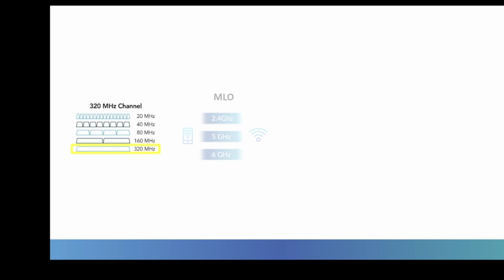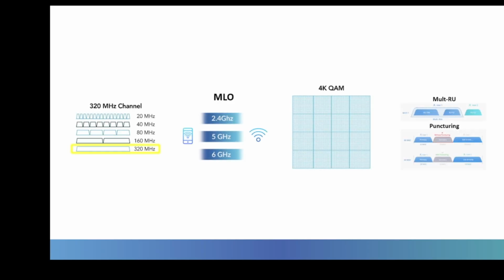To wrap up our look at Wi-Fi 7, let's recap. Wi-Fi 7 brings a suite of powerful new features designed to supercharge wireless performance. 320 MHz ultra-wide channels for massive throughput. Multi-link operation for increased speed, reliability, and reduced latency. 4K QAM for higher data rates in clean environments. And multi-RU with preamble puncturing to make smarter use of spectrum in congested spaces. These features don't work in isolation. They're designed to work together to achieve a new tier of wireless performance.